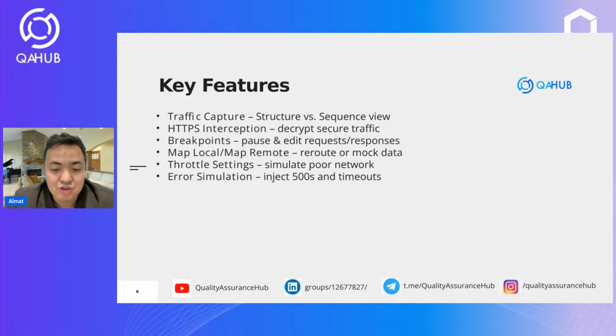So here are the key features of Charles. Structure versus sequence views to explore the requests, HTTPS interception to decrypt the secure traffic, breakpoints to pause and edit requests and responses, and Map Local and Map Remote to reroute or mock data. That's the main thing, I guess. Then throttle settings to simulate a poor network, and error simulation to inject 500s, 400s, and timeouts.